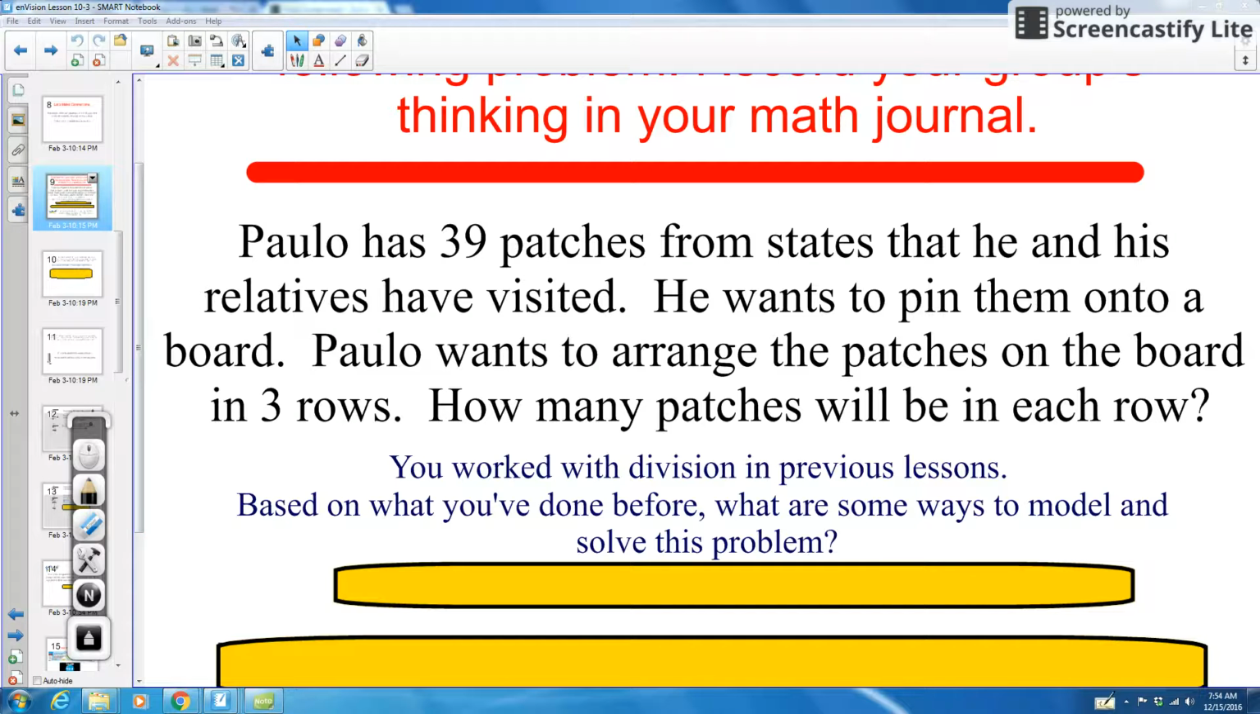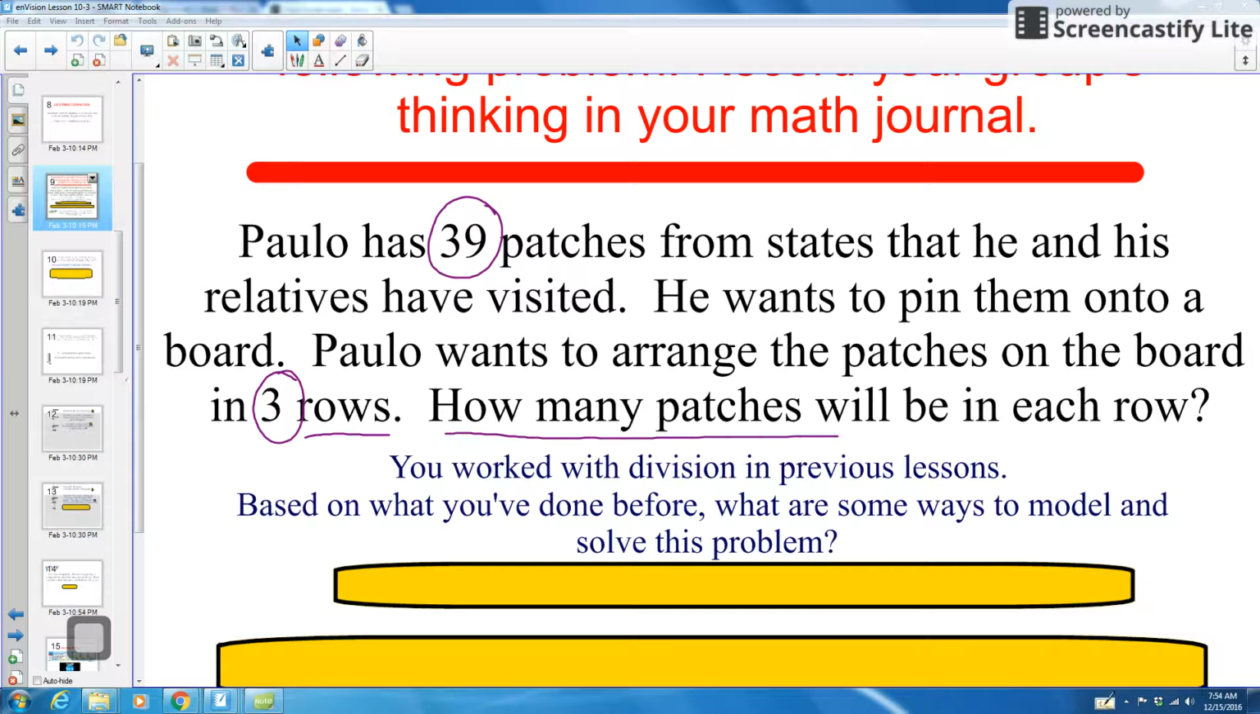So if we apply cubes to our problem here, it says he has 39 patches. He wants to put them in 3 rows. Now I know I'm dividing because I'm starting with a total of 39 patches. We're putting them into 3 equal groups, which are my 3 rows. I don't know how many are going to go in each row right now because that's what my question's asking me.